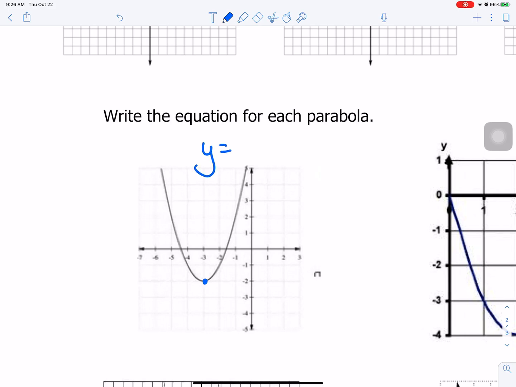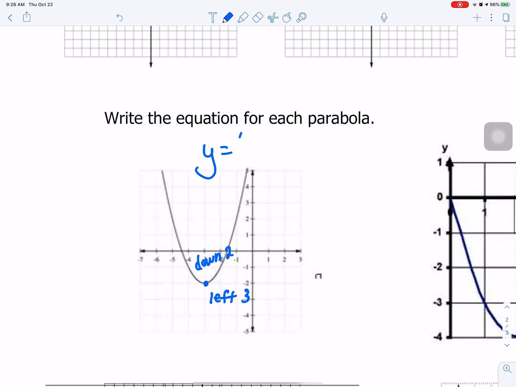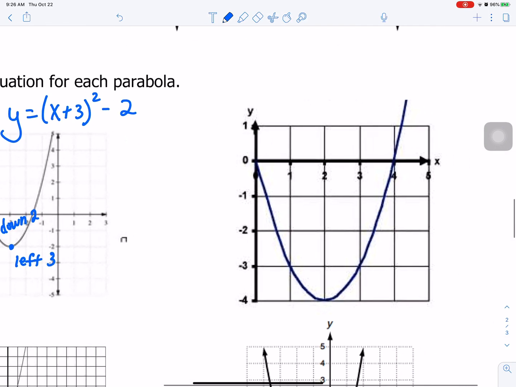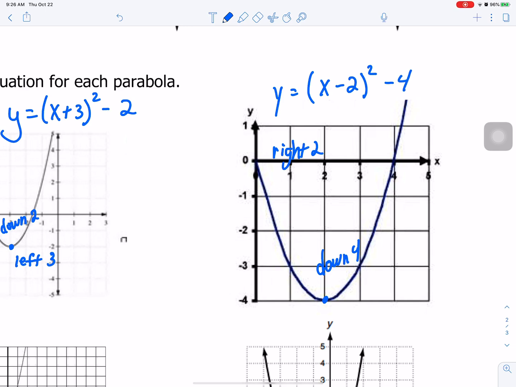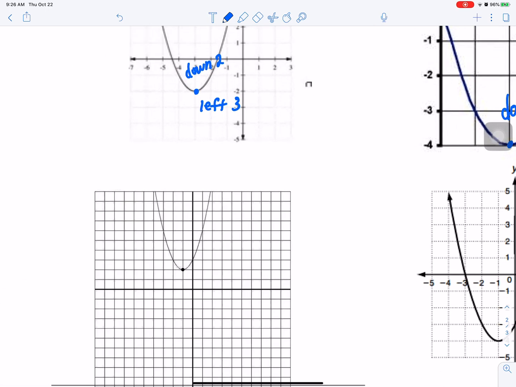So if I'm looking here, this is moving left 3 and down 2. So it's going to be x + 3 squared minus 2. So I'm using that idea of what happened to make it go backwards. This one here, if I'm looking for my vertex, it moves down 4. And it moved right 2. So my new equation is going to be x minus 2 squared minus 4.